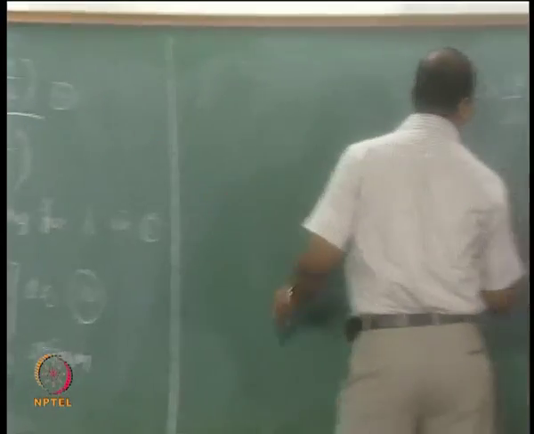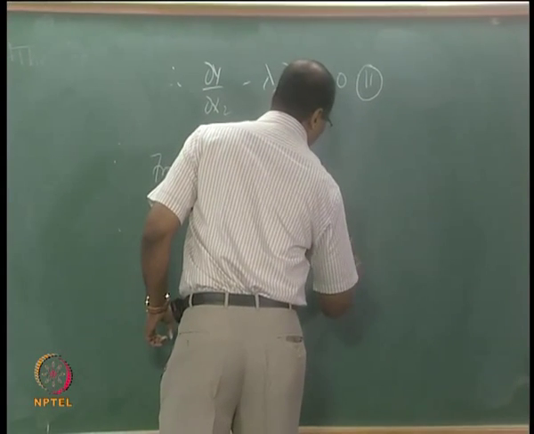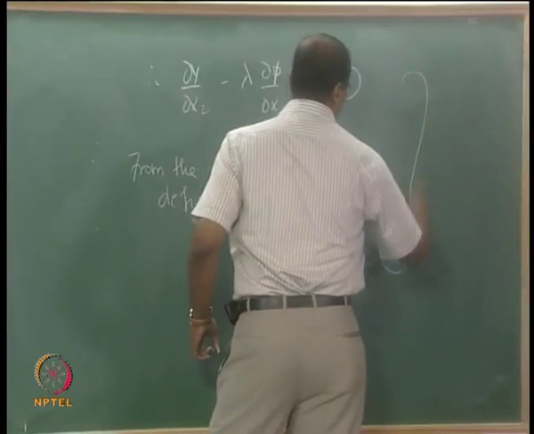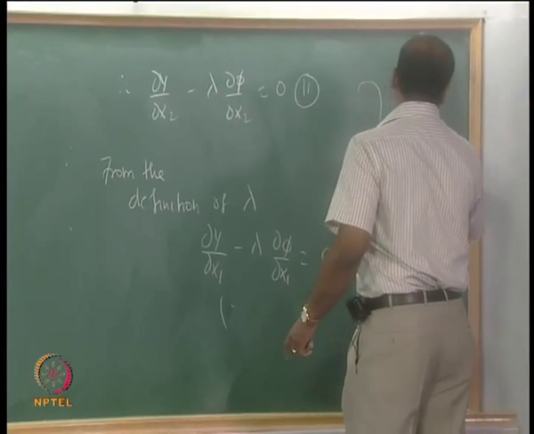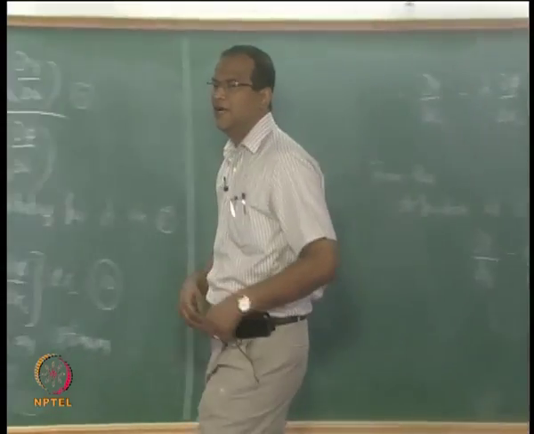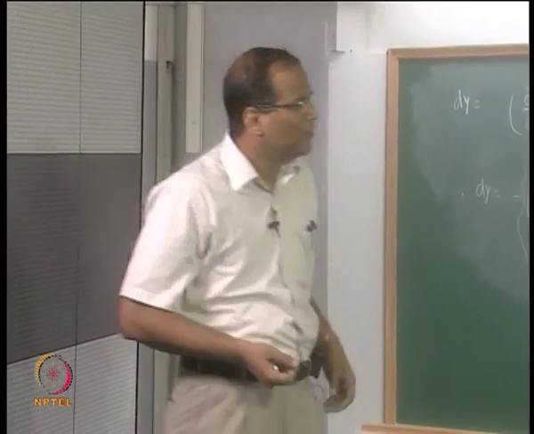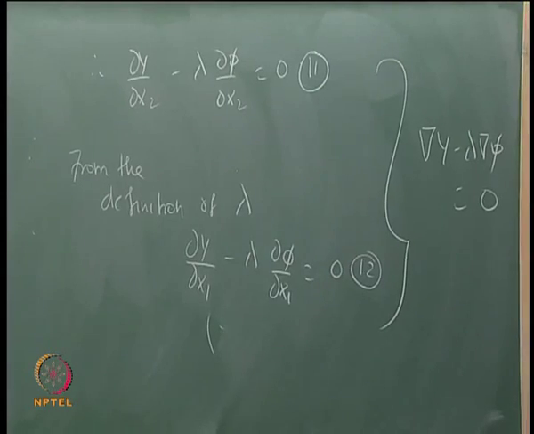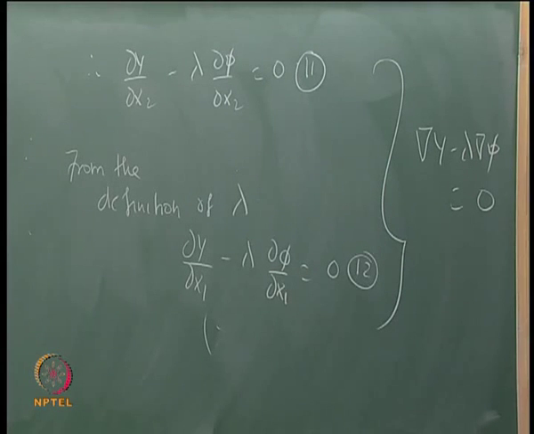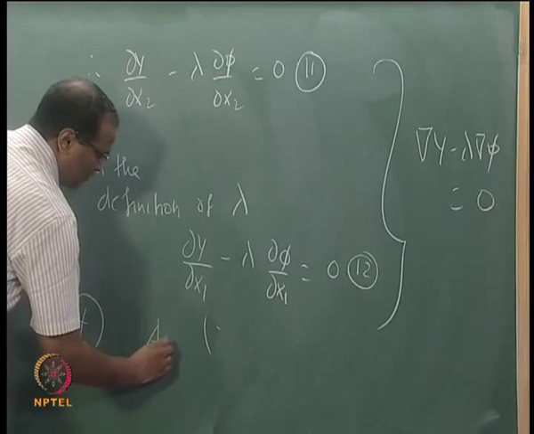From the definition of lambda, therefore del y minus lambda del phi equal to 0 for the 2 variable 1 constraint problem. You will get additional equations if you have more variables and more constraints. This is what we also try to interpret graphically.